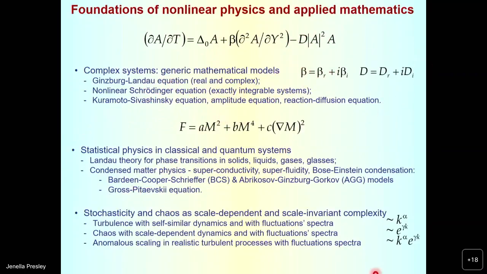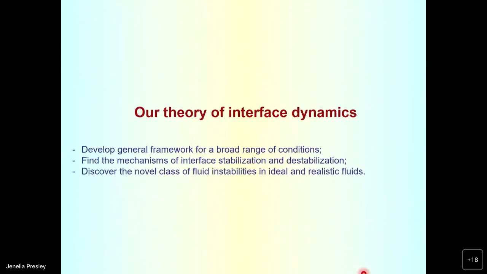reaction-diffusion equation, etc. We may work with this sort of equations also in statistical physics and quantum systems, and proceed with the theory of phase transitions in solids, liquids, gases, and glasses, or condensed matter physics such as superconductivity, superfluidity, Bose-Einstein condensation, the Gross-Pitaevskii equation. And similarly, these sorts of systems have an even broader impact when we discuss stochasticity and chaos as a scale-dependent and scale-invariant complexity in very complex phenomena.